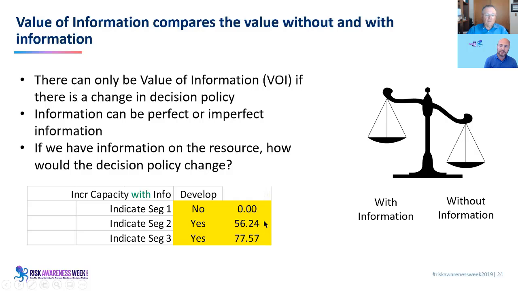Right. And then, so in this particular decision policy, we don't develop if we think it's a low resource. If it's a middle resource, in the middle of the range, we develop 56,000 barrels a day. And if it's a high resource, it's 77,000 barrels a day.